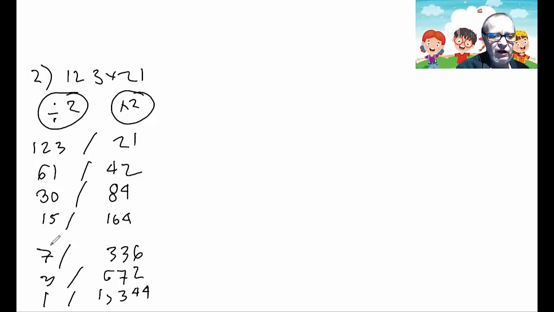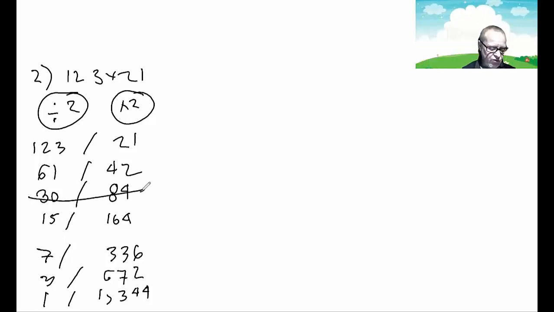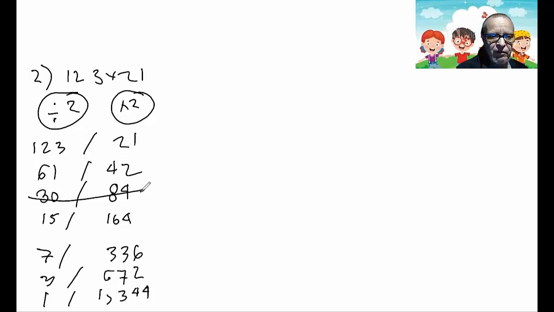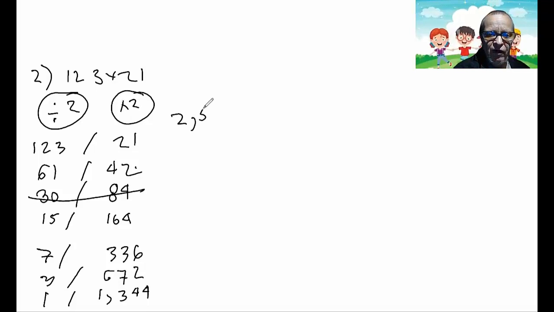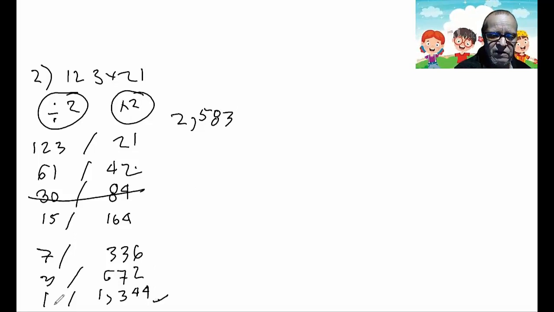Now I look on the side with divide by 2 and I see, well, what are the even numbers? Well, the only even one I have really is 30. Everything else is odd. So I'm going to add up all of these on this side here: 21, 42, 168, 336, 672, and 1,344. And when I add these up, I get 2,583.